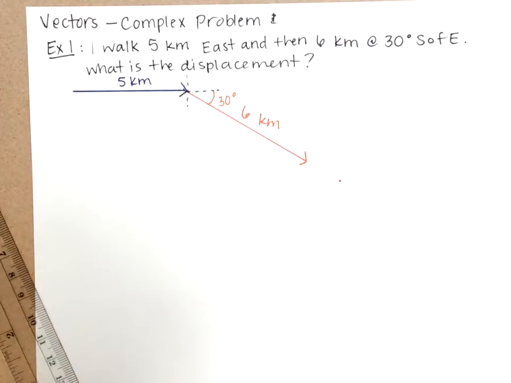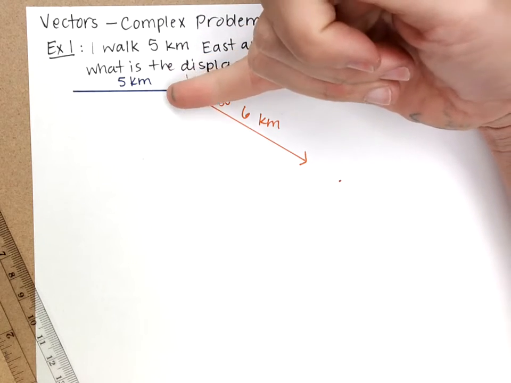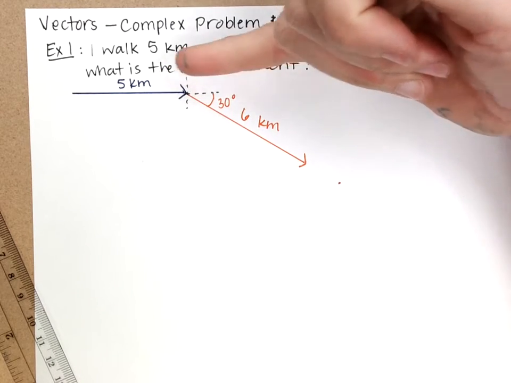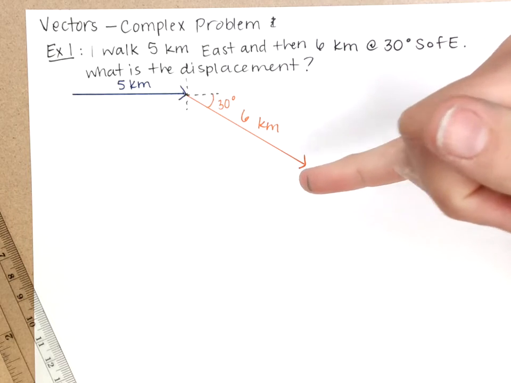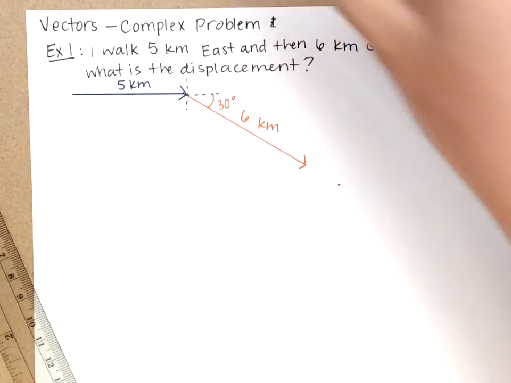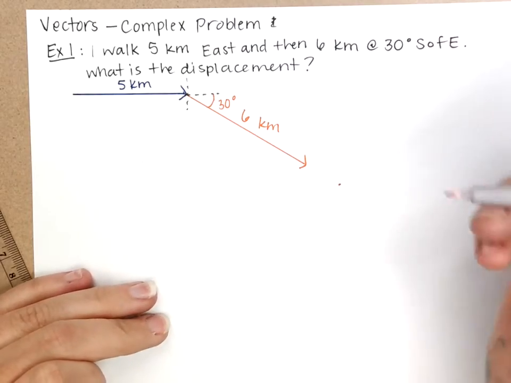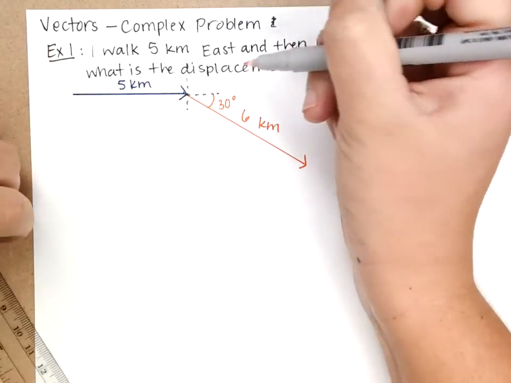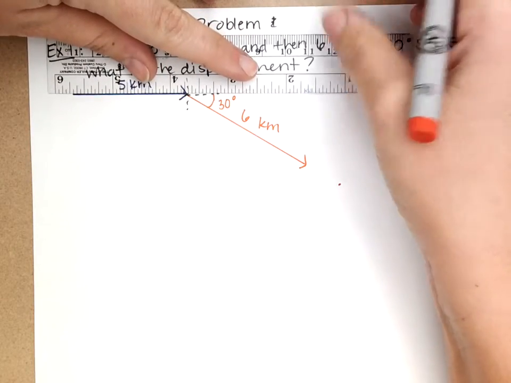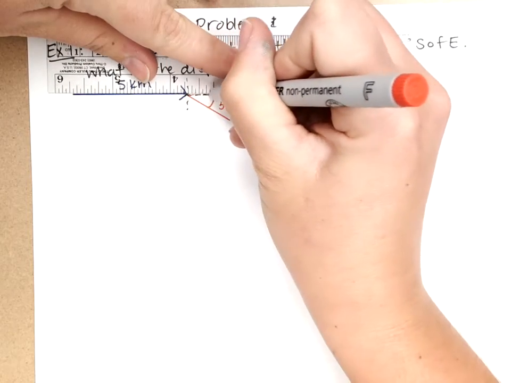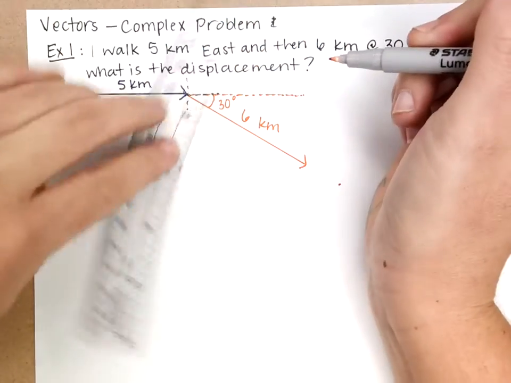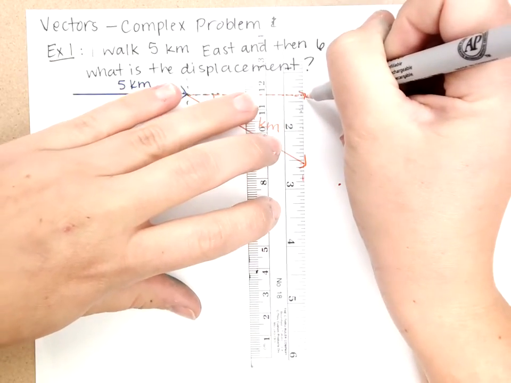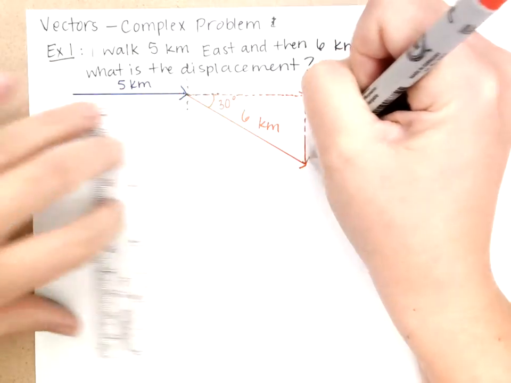Okay, so first thing we want to do is we'll notice that only one of our vectors, this first one, has x and y components. Our second vector doesn't have x or y components, so we need to make it so it has x and y components. So let's make this vector a triangle. So the 6 kilometers is going to have an x component. Here it is. And it's going to have a y component. There it is.